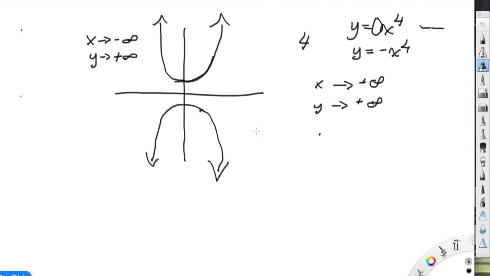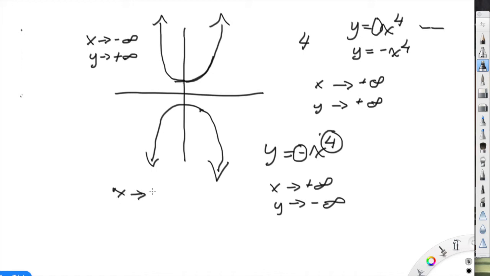It's just going to be the mirror image of that. So if we have something like y equals negative x to the fourth, or y equals negative x squared, or y equals negative x to the sixth, so a negative leading coefficient and an even exponent, it's always going to be that as x gets increasingly positive, y will get increasingly negative. And as x gets increasingly negative, y will again get increasingly negative.